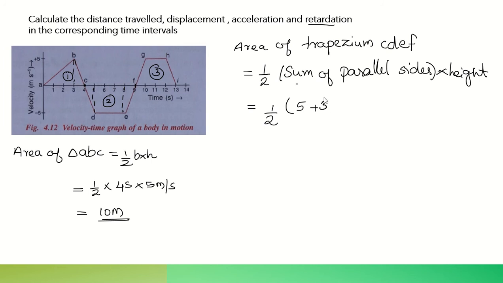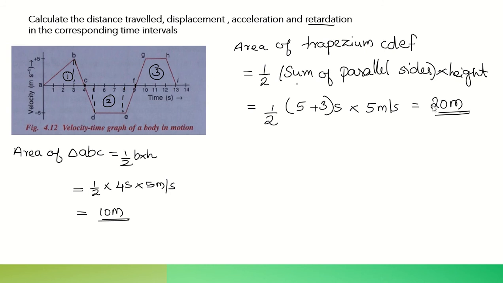So 5 plus 3 seconds multiplied by height. Height is 5, right? So that is 5 meter per second. So that is equal to 8 into 5, 40. 40 divided by 2, 20 meters.